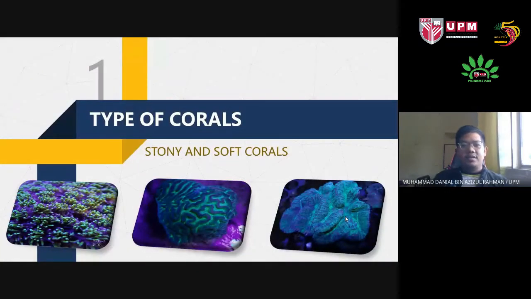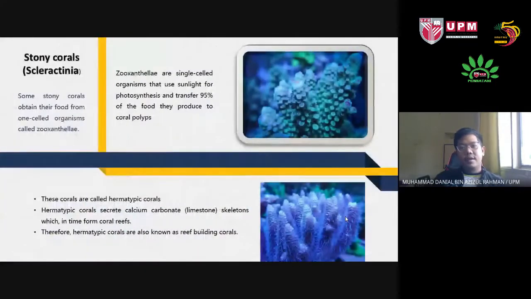Okay, there are two types of corals, stony and soft corals. From the left picture below, you can see Goniopora, often called flower pot coral. Beside the Goniopora is the brain coral, and on the right side is the mace coral. They are very beautiful corals that live in the sea. Like I've said before, stony coral is from the order Scleractinia. So let me talk about stony coral.